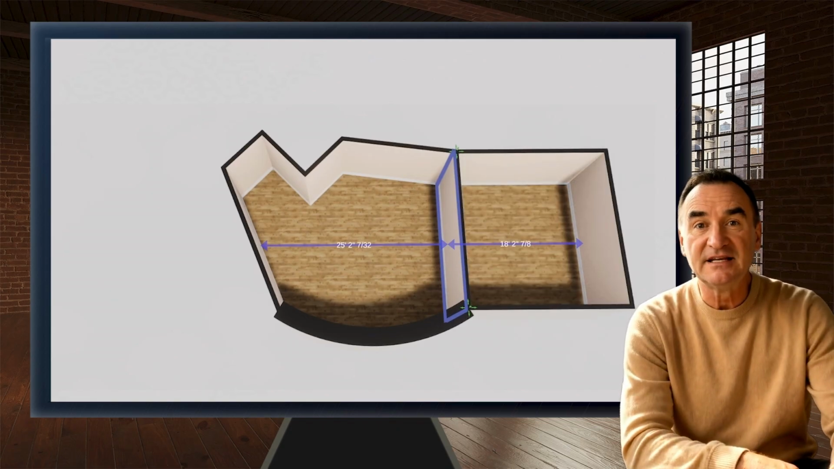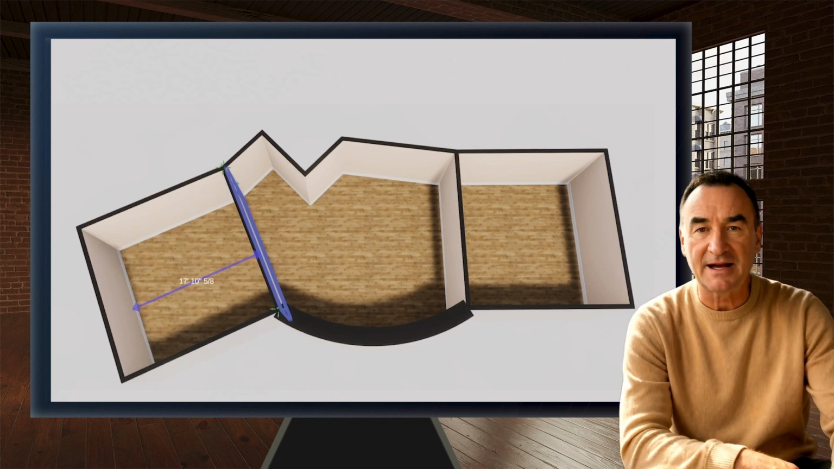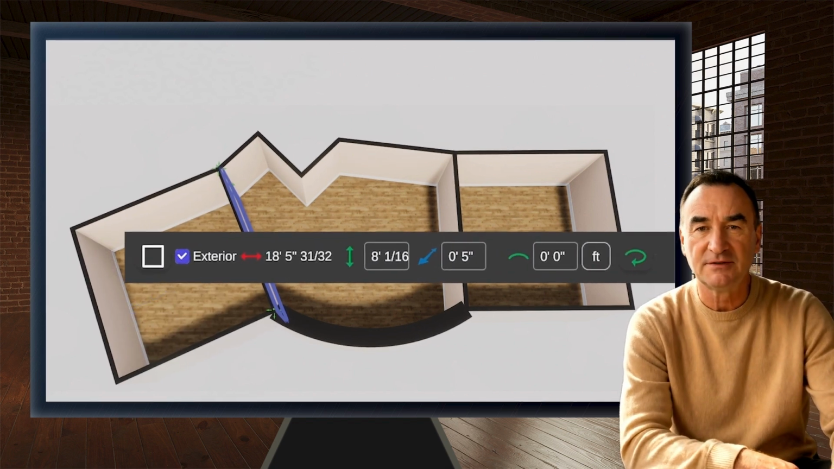Add a room by clicking an adjacent wall so spaces connect naturally, just as they do in real life. Details matter, and they're always within reach.